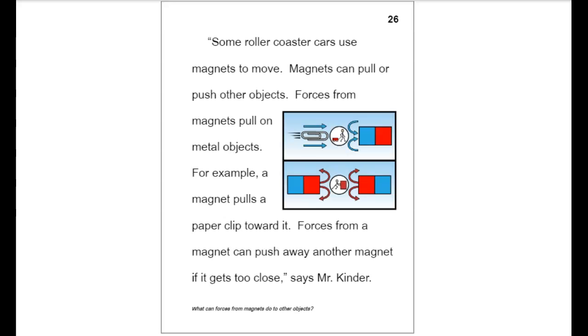Some roller coaster cars use magnets to move. Magnets can pull or push other objects. Forces from magnets pull on metal objects. For example, a magnet pulls a paperclip toward it. "Forces from a magnet can push away another magnet if it gets too close," says Mr. Kinder. So here are our pictures of magnets. Magnets can push or pull other objects.